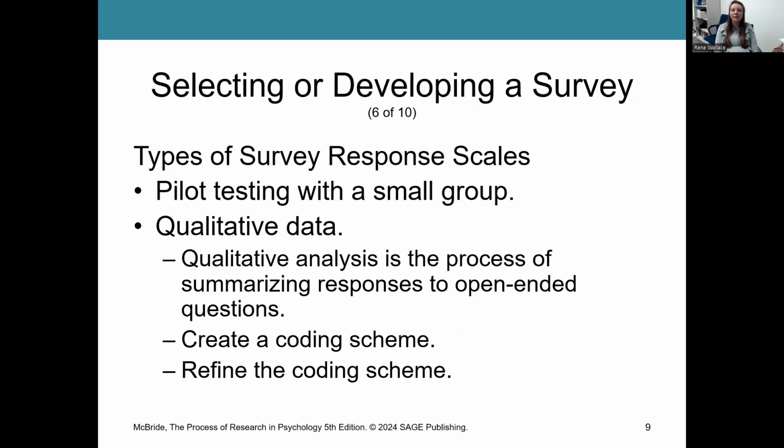And then the qualitative data, that's the analysis of the process when it's open-ended questions, right? Quantitative is the other one where we have the numbers to look at, but qualitative is what is more descriptive. So you need to create a coding scheme for that and then refine your coding scheme.